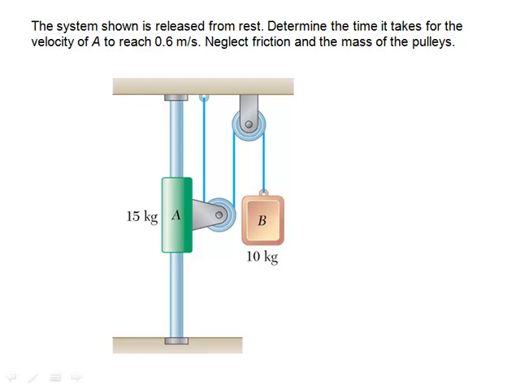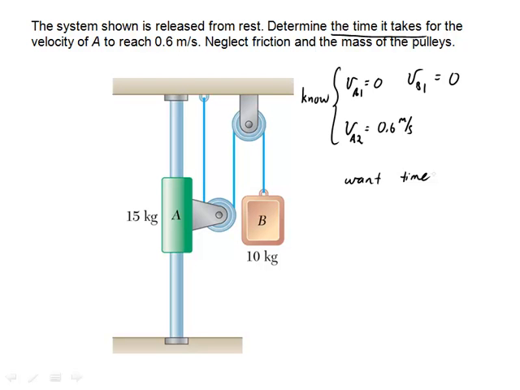We're going to release this system from rest, and so we know that V sub A is equal to 0. I'm going to actually label that V sub A1, that's in the initial situation. V sub B1 is also equal to 0. And we're interested, notice, in the time it takes for the velocity of A to reach 0.6 meters per second. So V sub A2 will be 0.6 meters per second. And what we want to know is time. This is all the known information, plus, of course, the masses. And what we want is time.